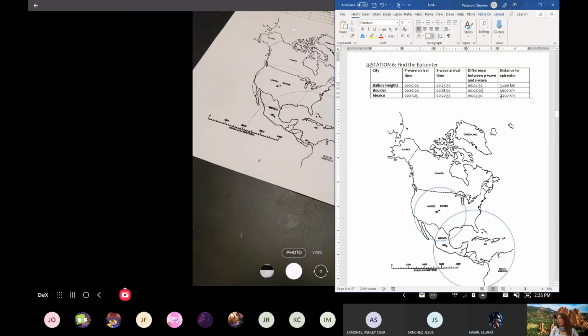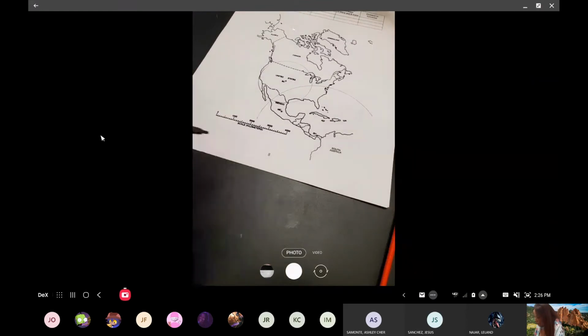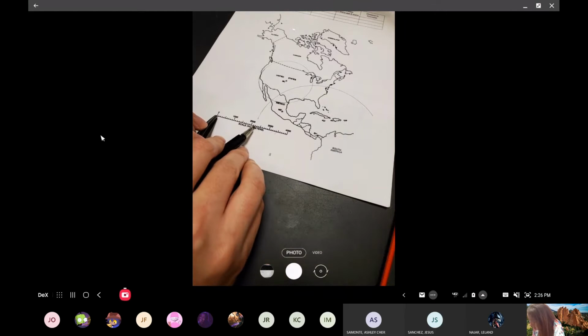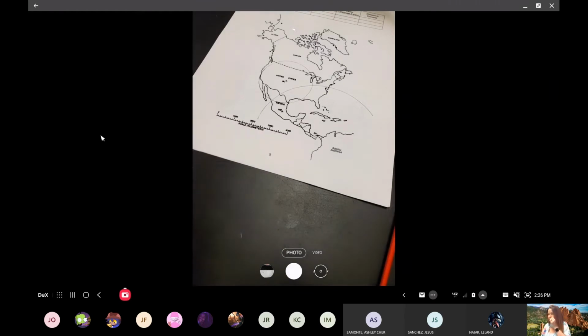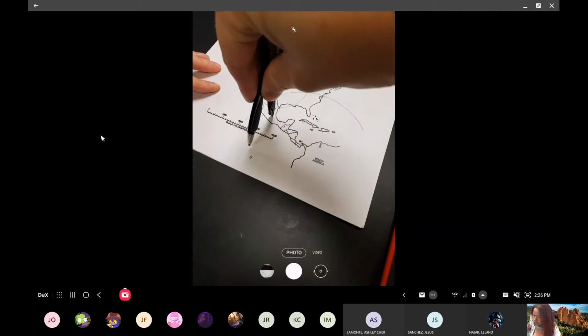All right, so our last one is 2200. So coming back here, getting my scale, I gotta count to 2200, which is about right there. And it was from Mexico City. So I'm gonna draw my circle from the center of Mexico.